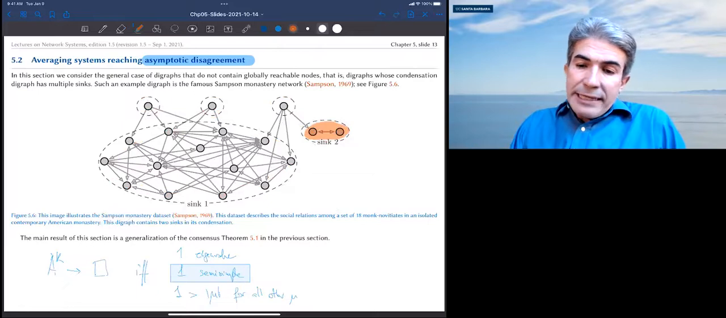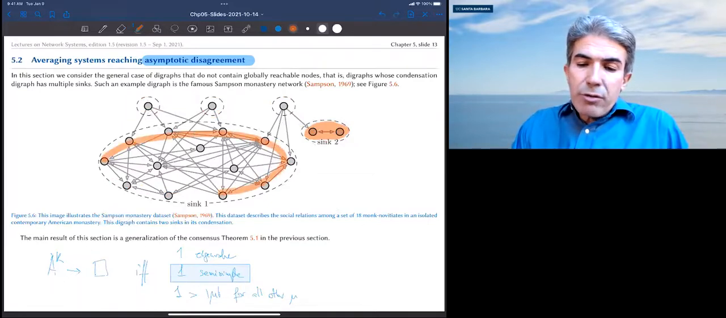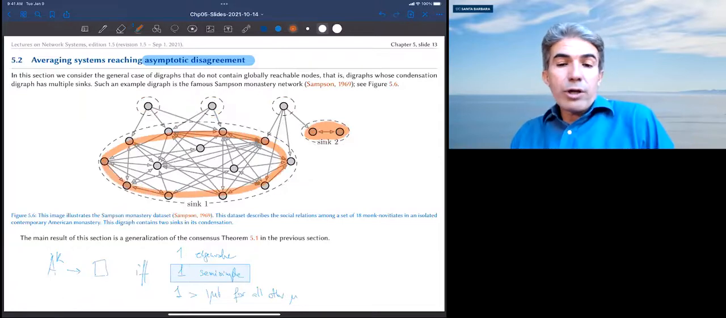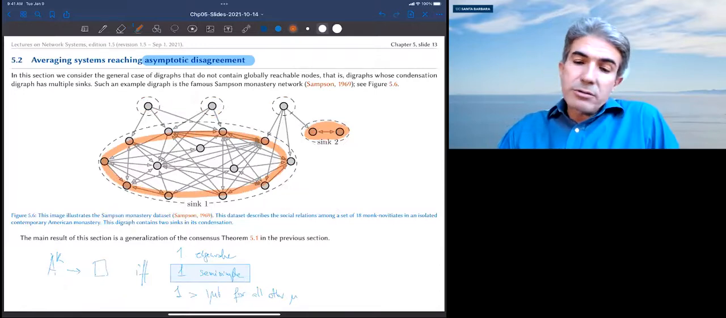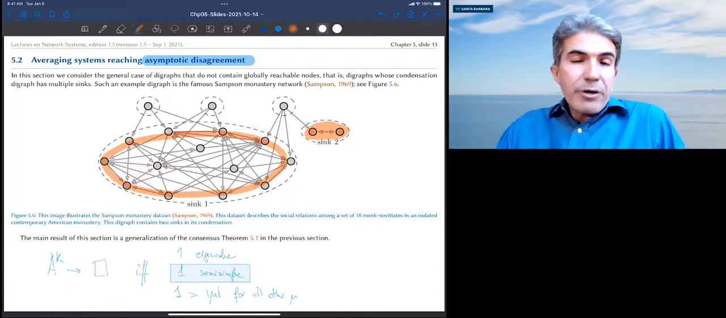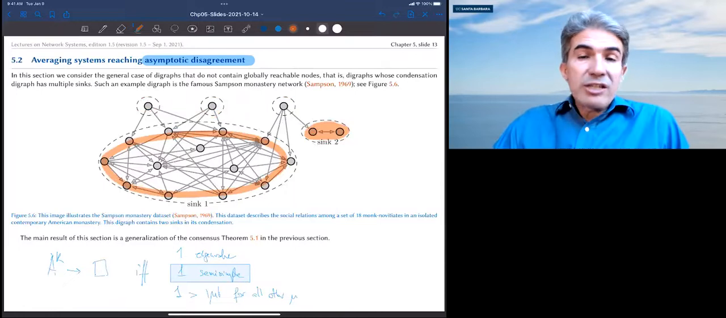How many nodes are there? 18, 2 plus 3 are out. So the 13 individuals who are in this larger strongly connected component don't listen to anybody else, run an averaging algorithm, strongly connected, aperiodic. They reach their consensus value.